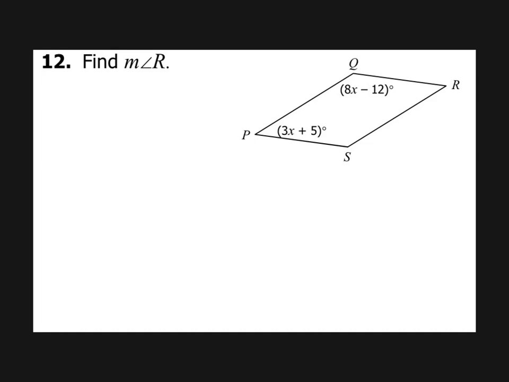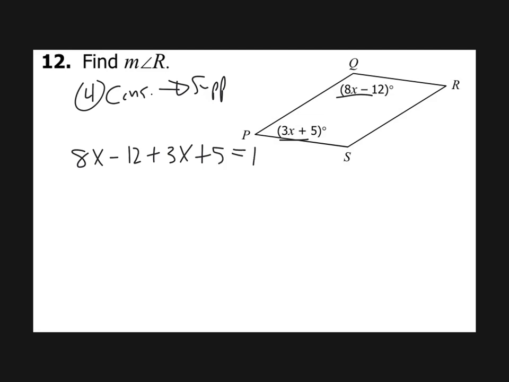On number 12, it looks like we have a pair of consecutive interior angles. And according to the properties in the beginning, number 4 says that consecutive interior angles are supplementary. So 8x minus 12 plus 3x plus 5 is equal to 180. All right, let's combine like terms. That gives us 11x, and a negative 12 and a positive 5 is a negative 7, equals 180.